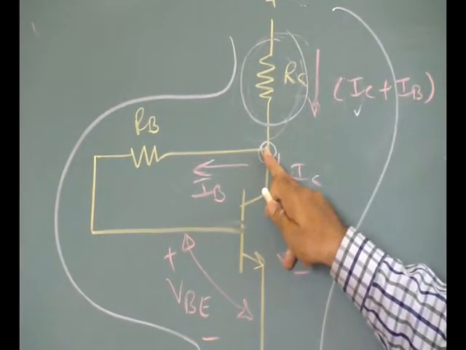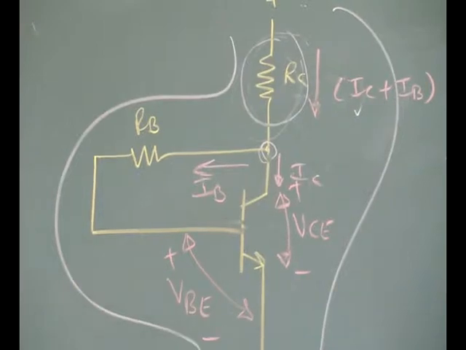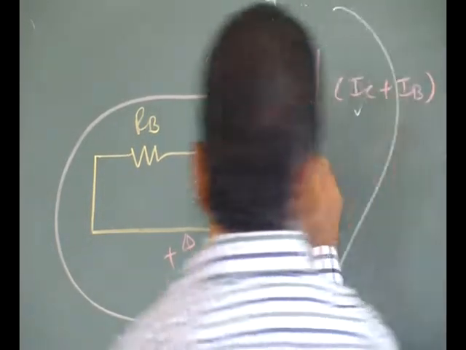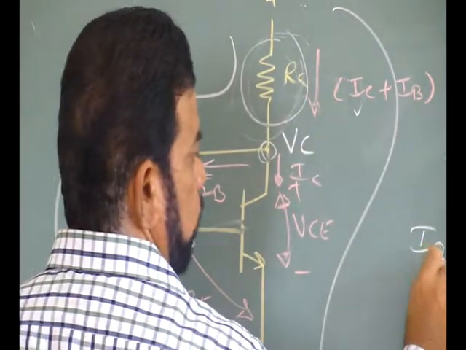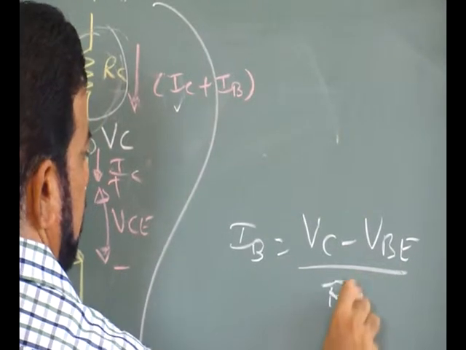And if this is decreasing voltage, less voltage, what about the IB? The IB is the same. How much is this current? This voltage, if I write this to be say VC, so IB is equal to VC minus VBE divided by.